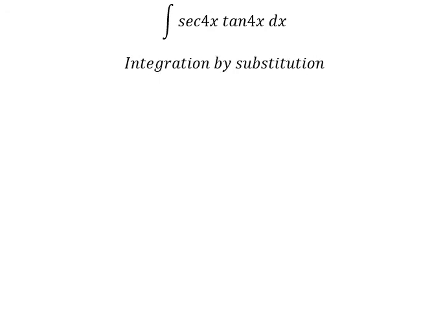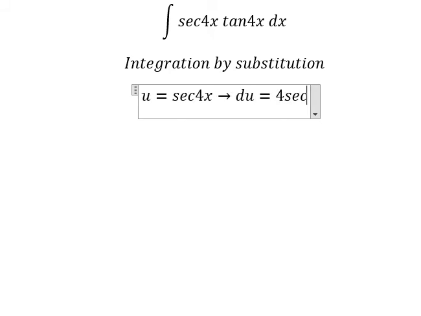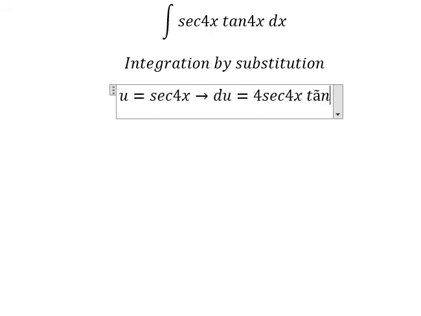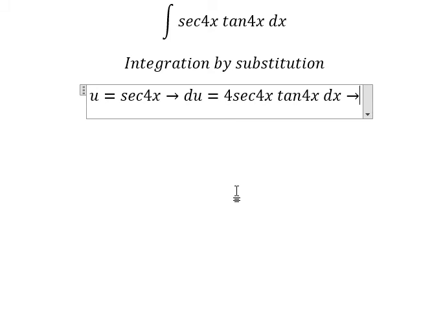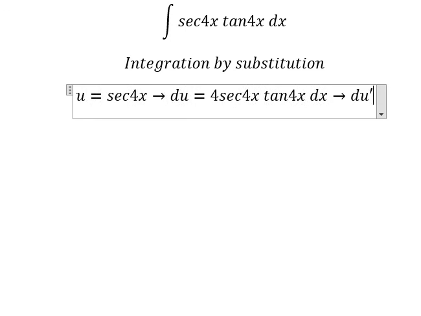So I will put u equal to sec 4x. So if I take the first derivative of both sides, we have du equal to 4 secant of 4x tan 4x dx. Because we don't have the number 4 in here, we can divide both sides by 4.